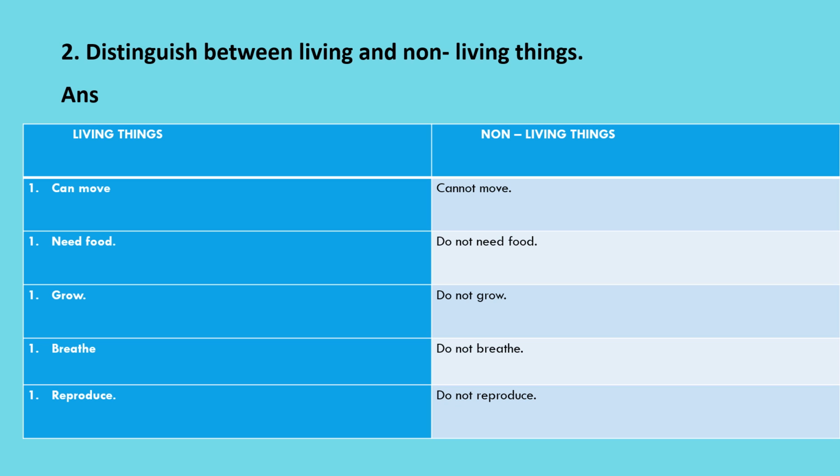Then the last point is related with reproduction. Living things reproduce. Living things reproduce their own kind. A cat gives birth to kittens, human beings give birth to babies, but non-living things do not reproduce.